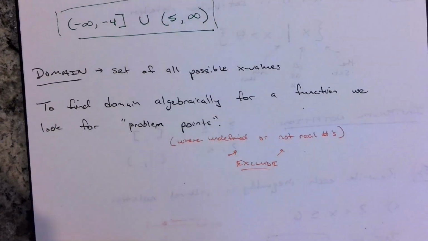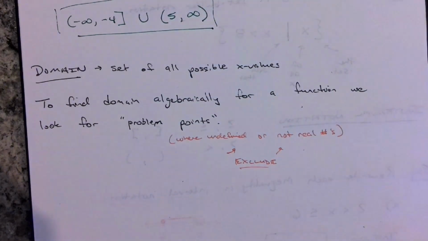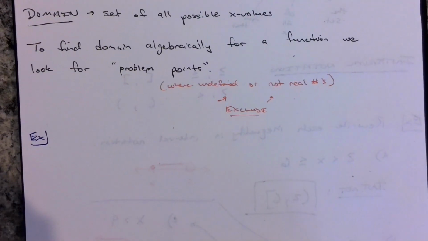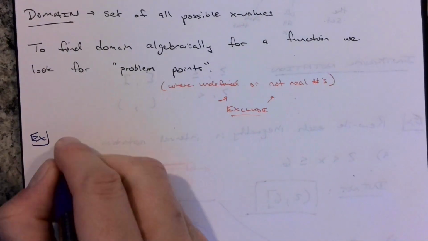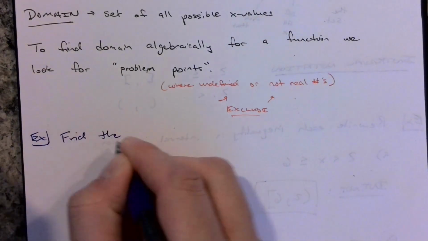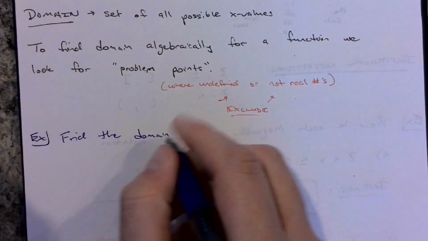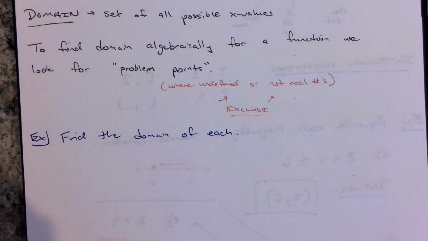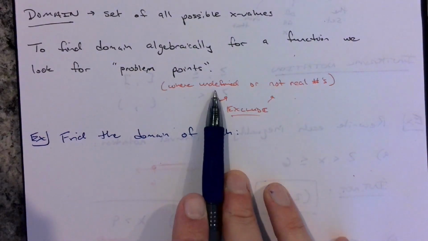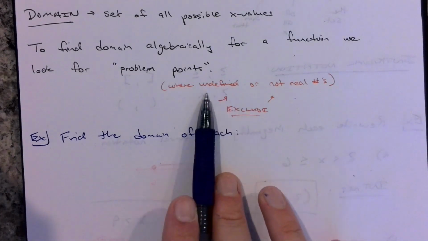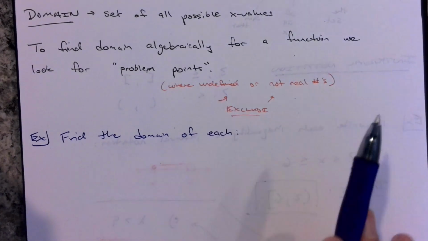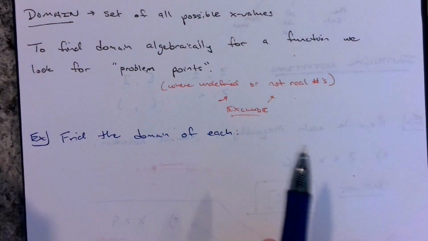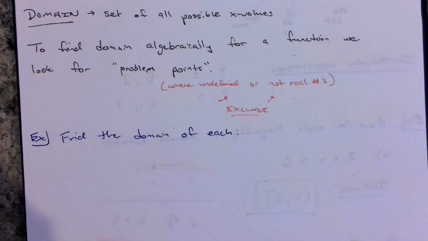So we'll do a few of these. I'll kind of give you the information as we do the examples. So if I said find the domain of each. Now, when I talk about where things can be undefined, that means zero denominators, right? So if there's a possibility for a zero denominator, you have to look for that. When I say not real numbers, typically this comes up when you try to take the square root of a negative value. So we want to look to see where that could happen. So those are the things we're kind of looking out for.